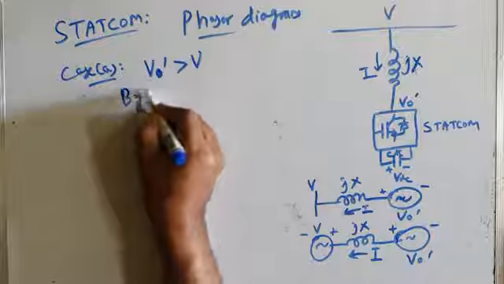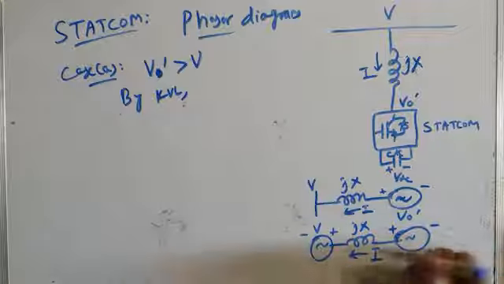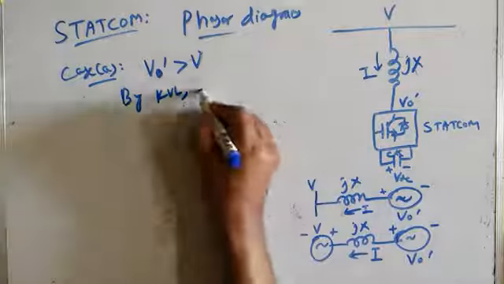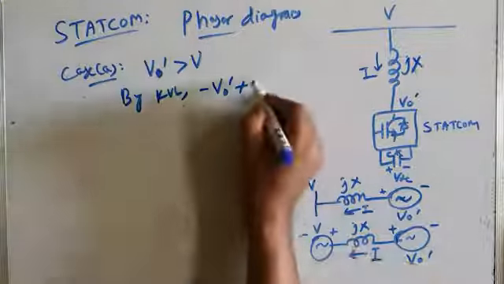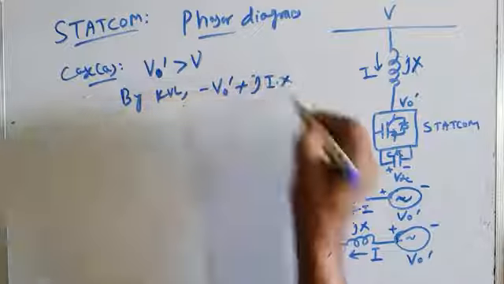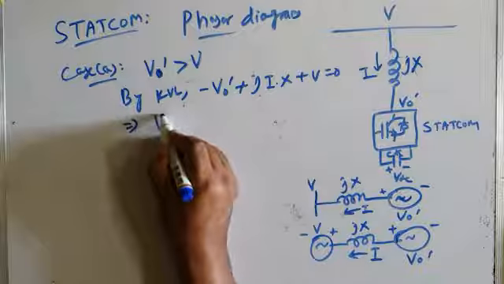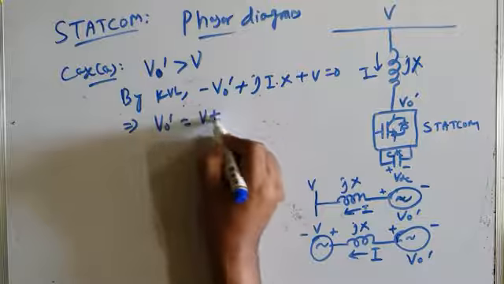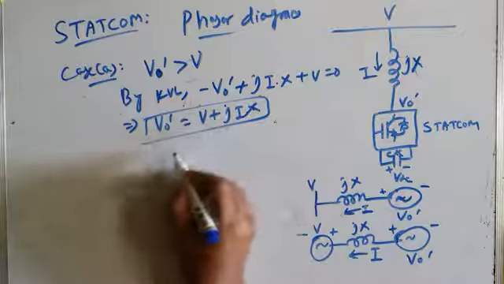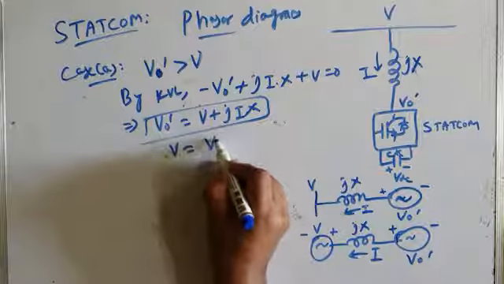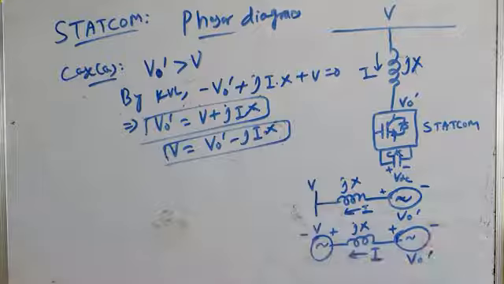By KVL, the equation is, you can start from here. Minus to plus is minus V0 dash, plus current is in this direction, so jIX, then plus V is equal to 0, which will give V0 dash equal to V plus jIX. Equivalently, this will also give V equal to V0 dash minus jIX. These are the two equations that I get.